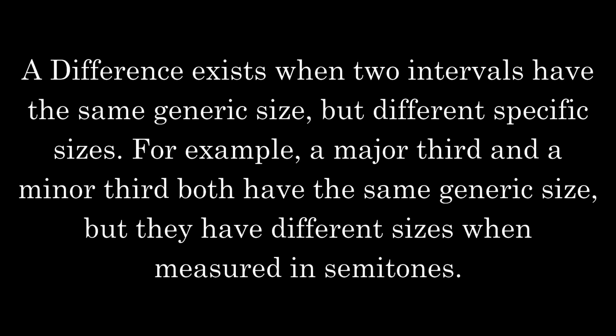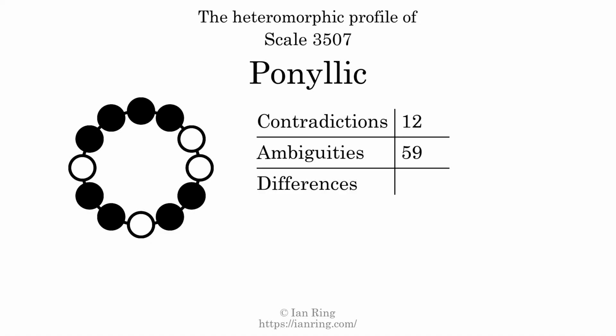A difference exists when 2 intervals have the same generic size, but different specific sizes. For example, a major third and a minor third both have the same generic size, but they have different sizes when measured in semitones. The number of differences in this scale is 138.